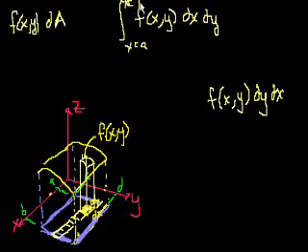X is equal to b. And that'll give us the volume of, you could imagine, a sheet with depth, right? The sheet is going to be parallel to the x-axis, right?